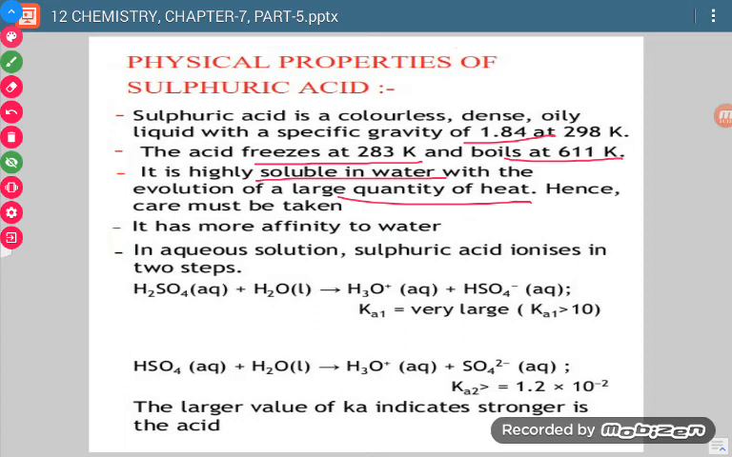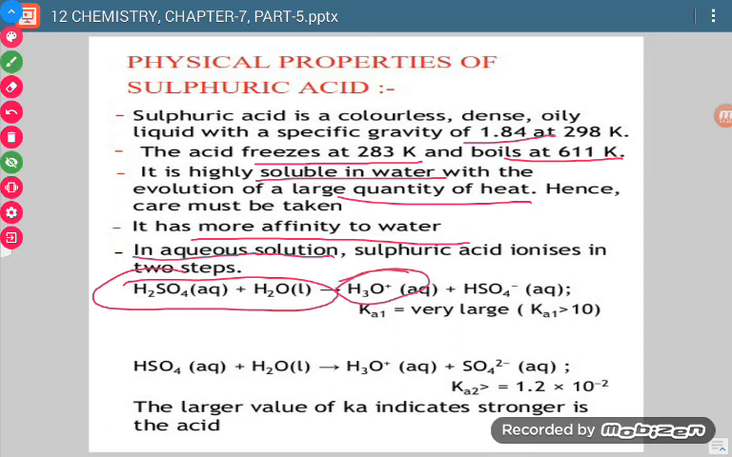Okay, it has more affinity to water, which means it is easily dissolved in water. It easily mixes in water. In aqueous solution, sulfuric acid ionizes in 2 steps. Okay, when we talk about aqueous solution, then it ionizes in 2 steps. In the first step, what happens? One H positive ion will go and it will form hydrogen sulfate ion.